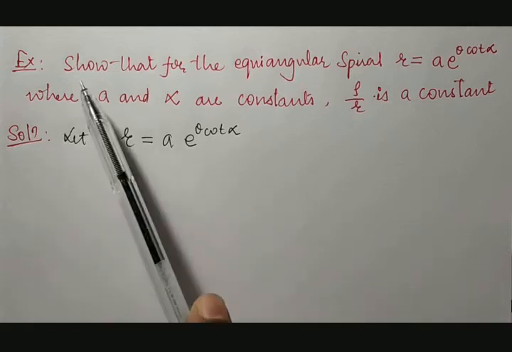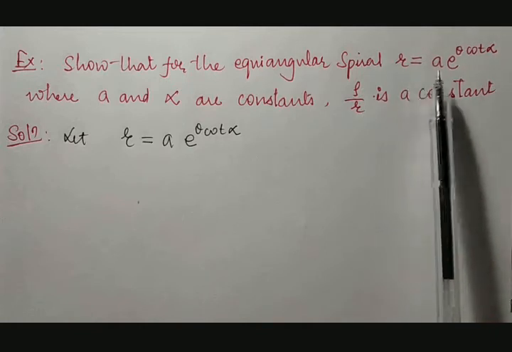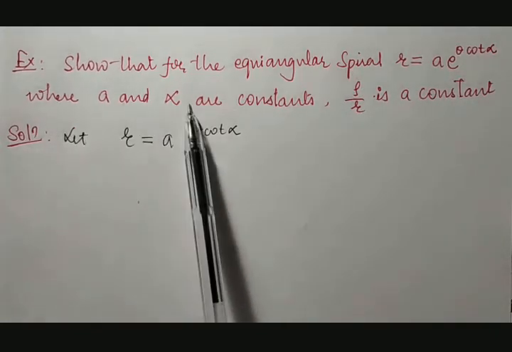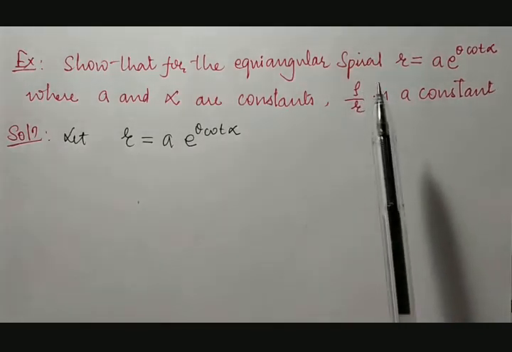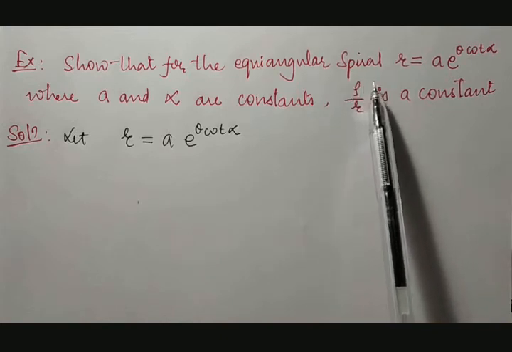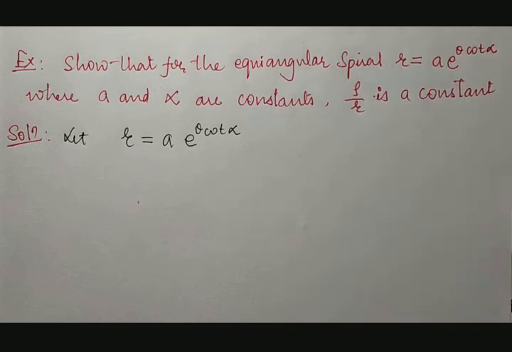The example given is something like: show that for the equiangular spiral r is equal to a into e raised to theta cot alpha, where a and alpha are constants, rho by r is constant. Rho indicates the radius of curvature. We need to calculate that radius of curvature divided by r, and show that it will be constant. Okay, so how to do it now?